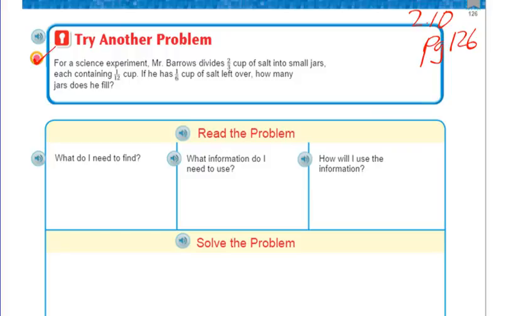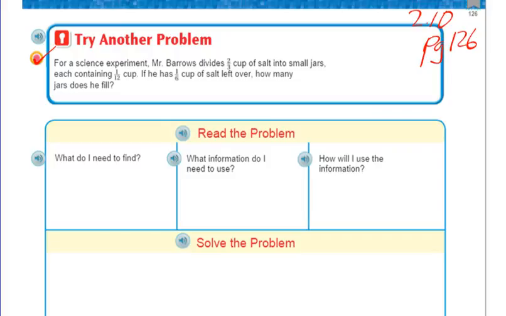I'm going to go ahead and identify some key pieces of information in the word problem, and I'd like you to go ahead and underline that with me as I do so. For a science experiment, Mr. Barrows divides 2/3 cup of salt into small jars, each containing 1/2 cup. If he has 1/6 cup of salt left over, how many jars does he fill?